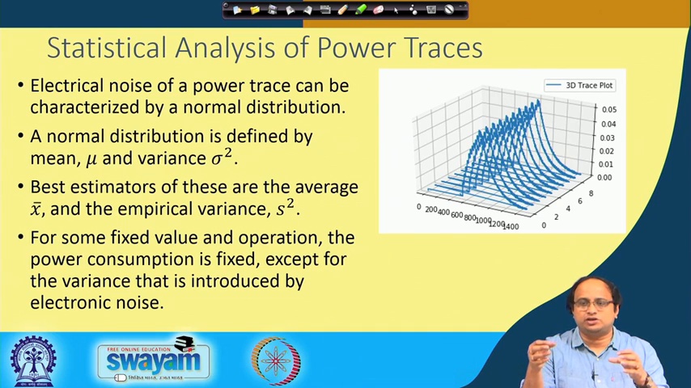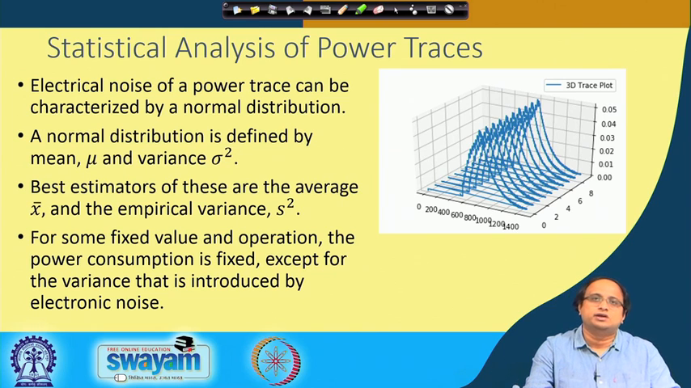Now, this component of noise, the electrical noise, typically can be modeled by a Gaussian distribution. Therefore, you can define it by a mean, which is mu, and a variance, which is sigma square. As you know from statistical theory, you try to develop estimates for these parameters. For example, the average, or x bar, is an estimator used for the mean, and likewise the empirical variance, or S square, is used as an estimator for the variance, sigma square.